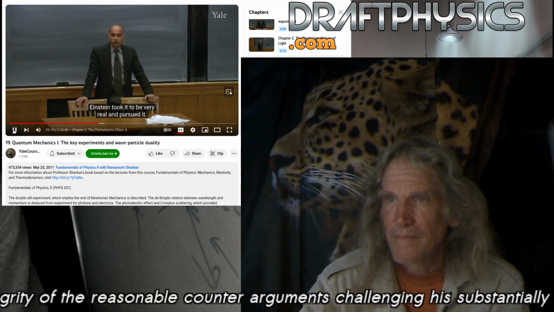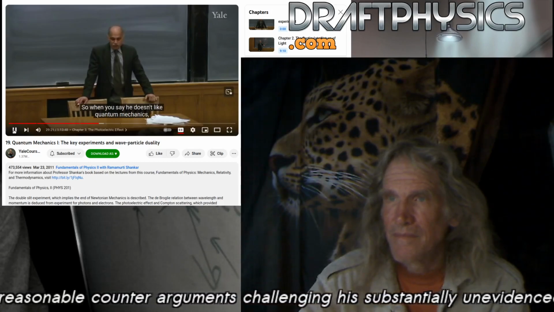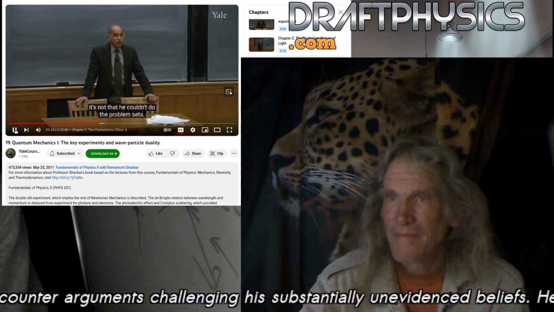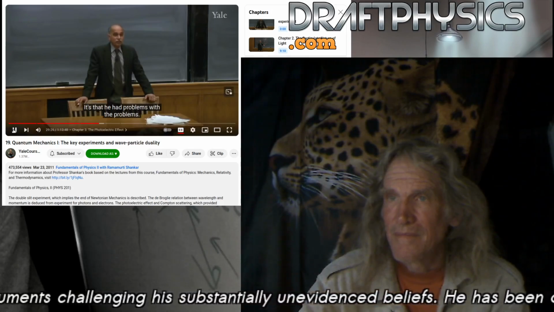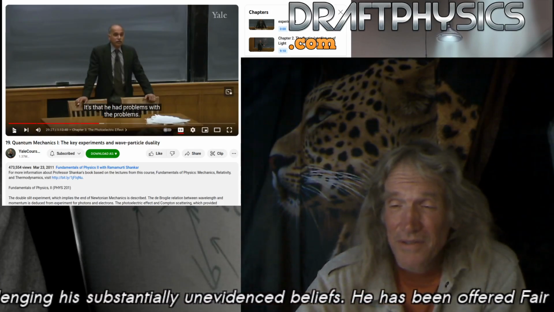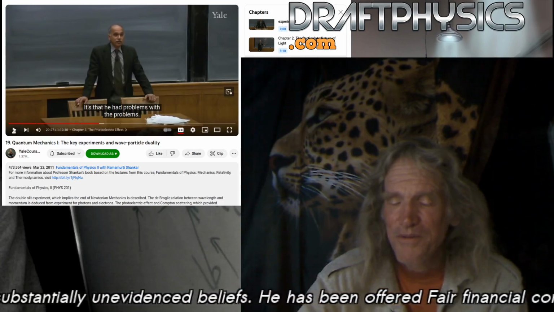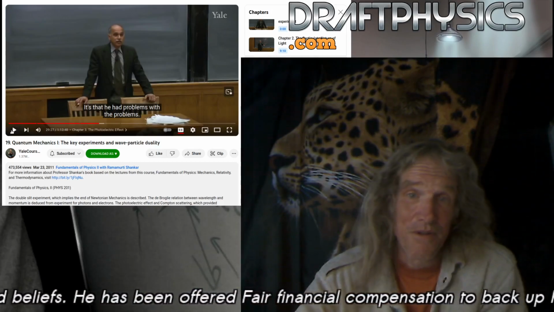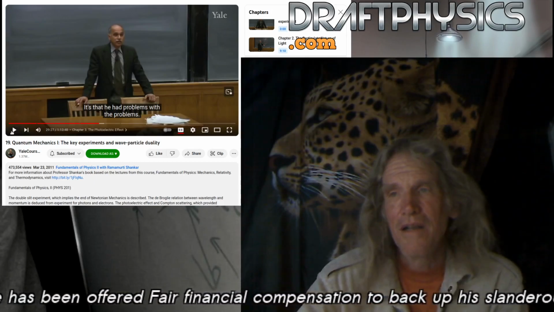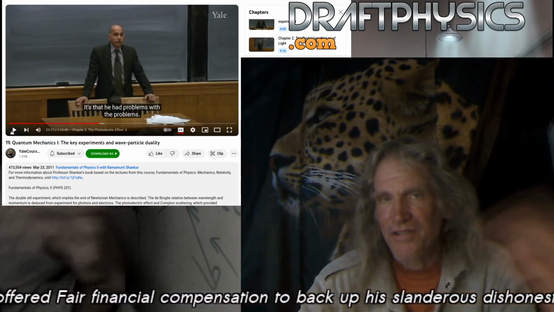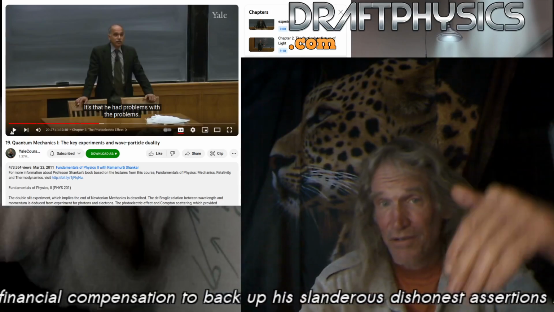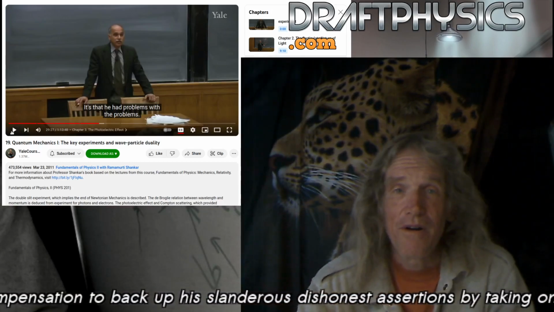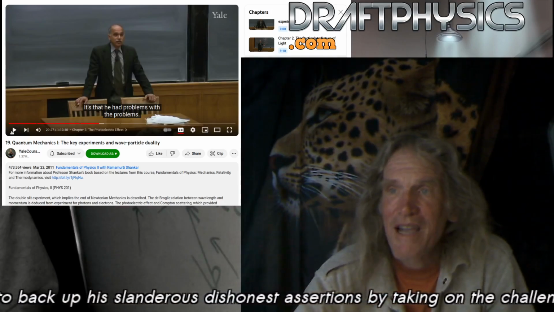Einstein took it to be very real and pursued it. So when you say he doesn't like quantum mechanics, it's not that he couldn't do the problem sets. It's that he had problems with the problems. Okay. Yeah, you could almost mock bent space by saying, oh, you're going to measure gravity by using gravity as the ruler. I mean, the bent fabric thing is just such a bad analogy because it needs gravity to mean anything. The metaphor doesn't mean anything without gravity doing the work.